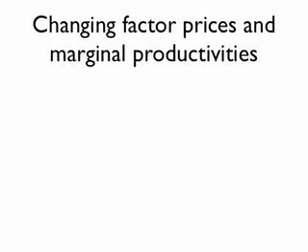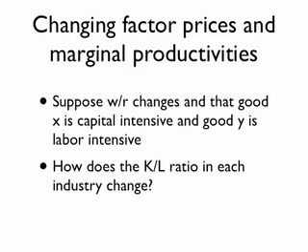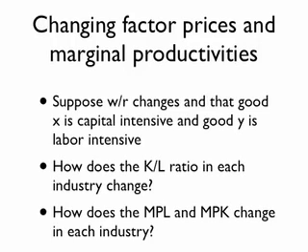productivity changes. So first we'll analyze the effects of changing the wage-rental ratio, and we'll assume that a good called X is capital intensive and good Y is labor intensive, using the standard definitions of those two terms. As a consequence of these wage-rental changes, there will be a change in the capital-labor ratio in each industry, and then we'll analyze the effects on the marginal productivities.